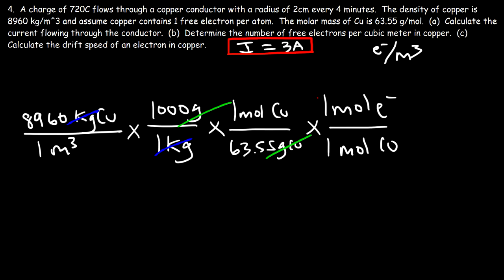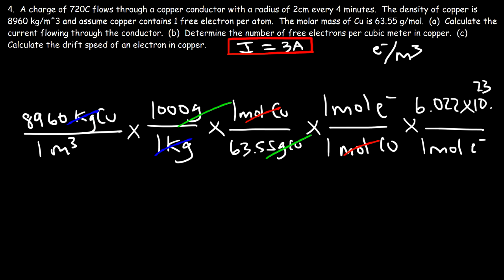So now we can get rid of this unit. Now the last thing we need to do is convert moles of electrons to the number of electrons. And so 1 mole of electrons contains 6.022 times 10 to the 23 electrons. Now notice what we have left over. So we now have the number of electrons per cubic meter. And so that's going to give us N, the density of electrons in this material.